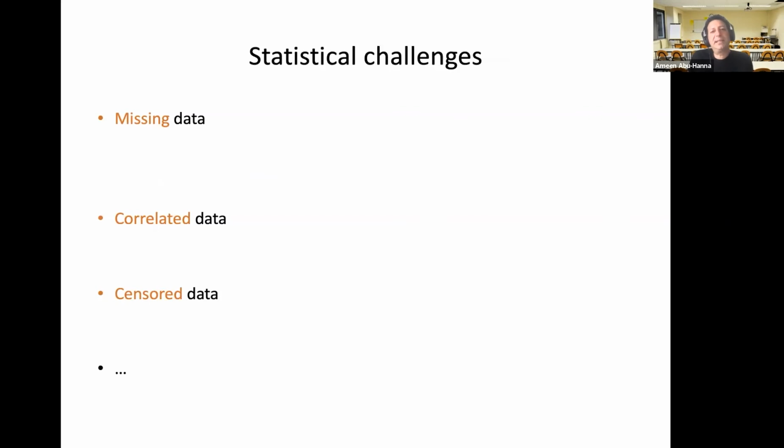Briefly about statistical challenges. So I don't know what you do when you have missing data. Many machine learners just take the data out, but that's a bad habit. When you have missing data, you have to ask, what is the mechanism behind it? Is it missing completely at random? This is the easiest case.